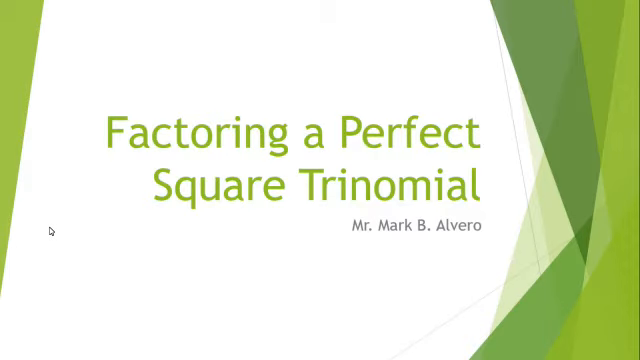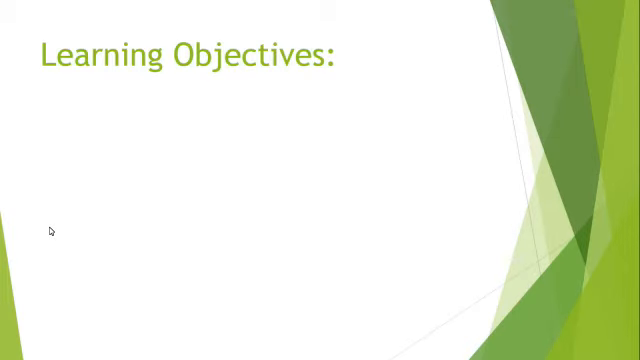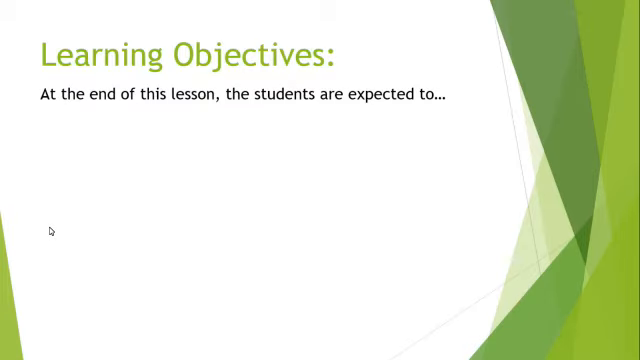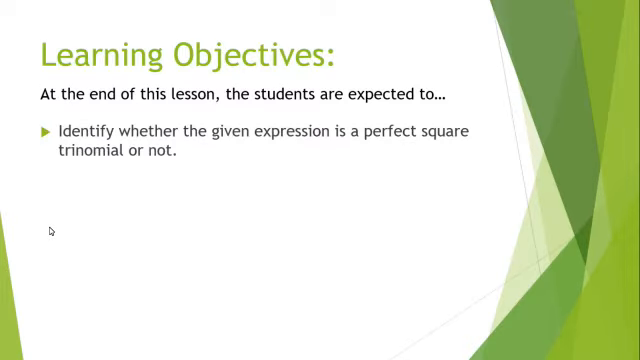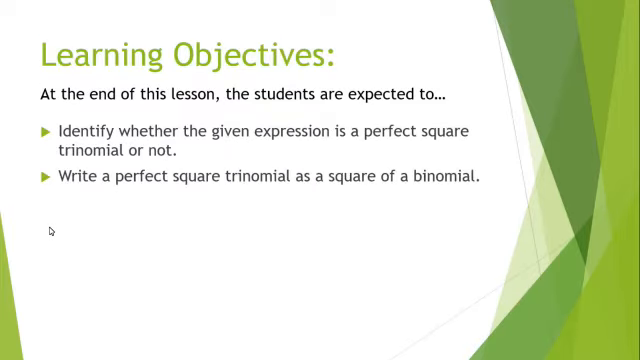The lesson for today is about factoring a perfect square trinomial. Here are the learning objectives. At the end of this lesson, students are expected to identify whether the given expression is a perfect square trinomial or not, and write a perfect square trinomial as a square of a binomial.